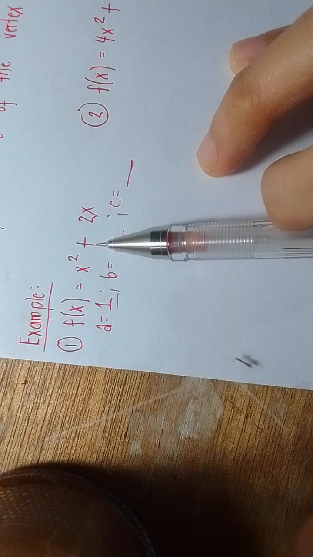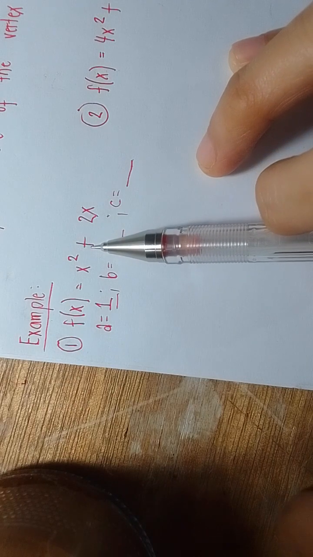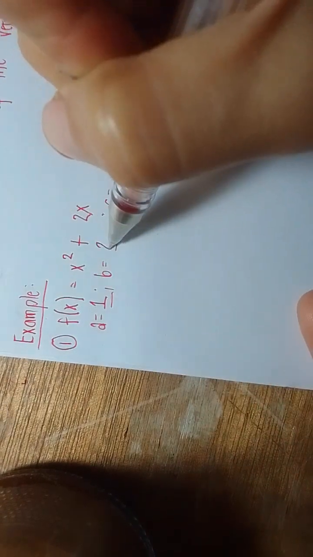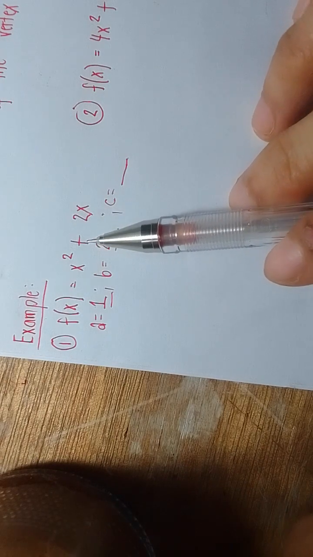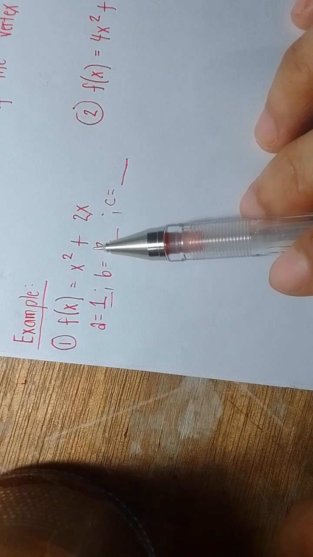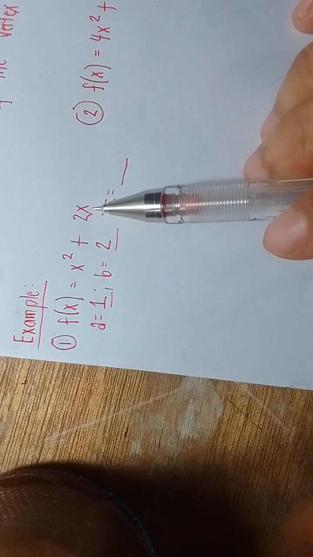So, look at this. Since it is a positive sign, so just write 2. No, not like that. You have to check its sign, because these are single terms, one term each.